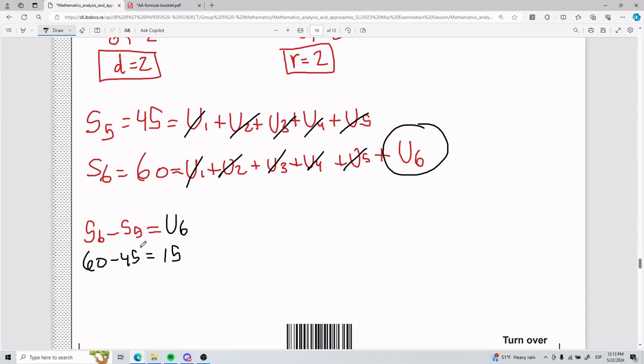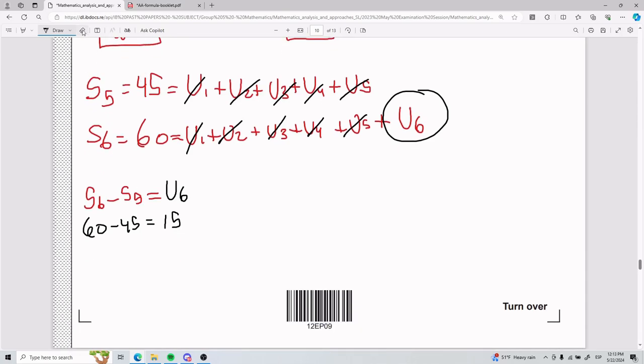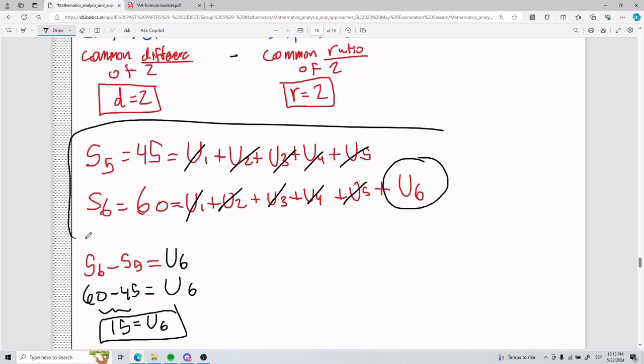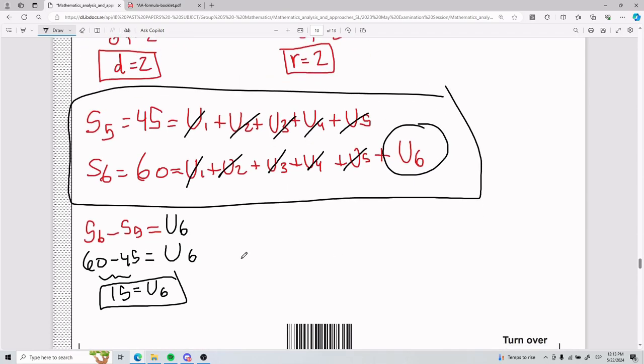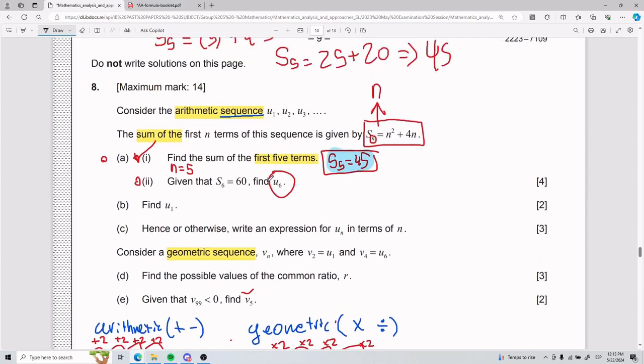And so if I plug everything in, it would be that 60 minus 45 equals U6, right? And so 15 equals U6, okay? That is what I meant to say. But anyways, I think visually it's very appealing. And there it is, okay? So U6 has to equal 15. Let me put it in light blue, just so that I remember that this is what we did for part A, II. Now, for part B, we need to find U1.